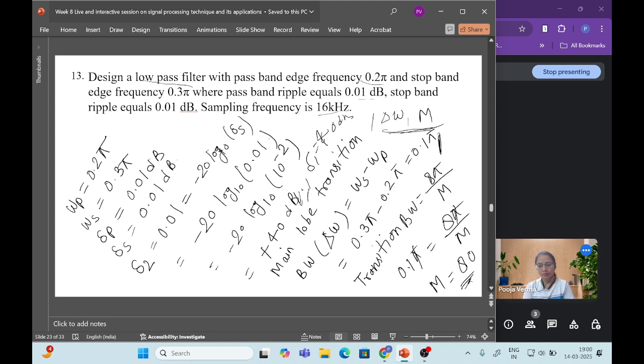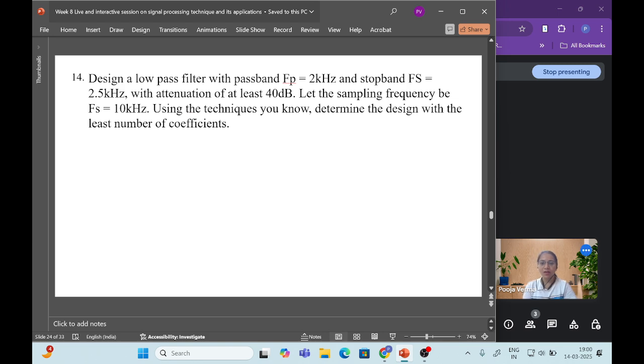Okay, moving to the next question, I hope you have understood. So here it is given: design. Here also the question is related to designing a filter, but here the frequencies are given in kilohertz, not in radians. Design a low pass filter with pass band frequency fp of 2 kilohertz and stop band frequency fs of 2.5 kilohertz with attenuation of at least 40 dB.